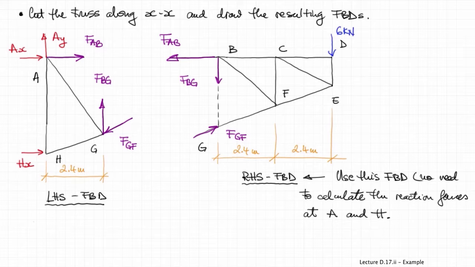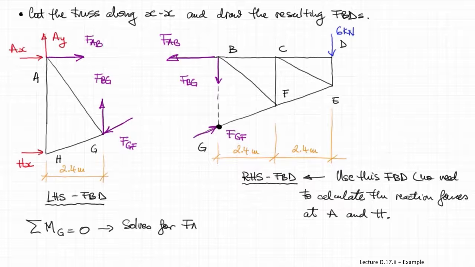Now, in order to eliminate two forces, we have to find where these two forces intersect. For example, if we sum the moments at point G equals 0, this is point G, joint G, we have two forces intersect, FGF and FBG at G, so we can solve for the force in member AB.